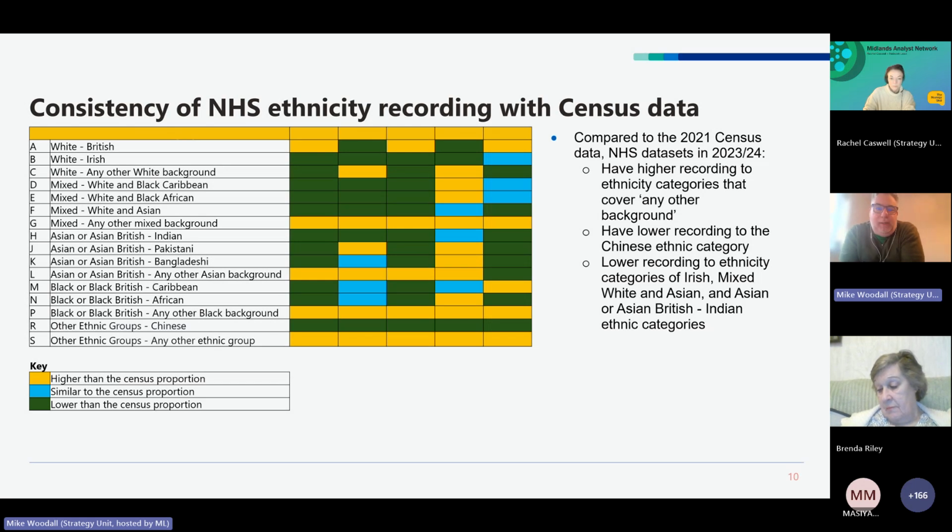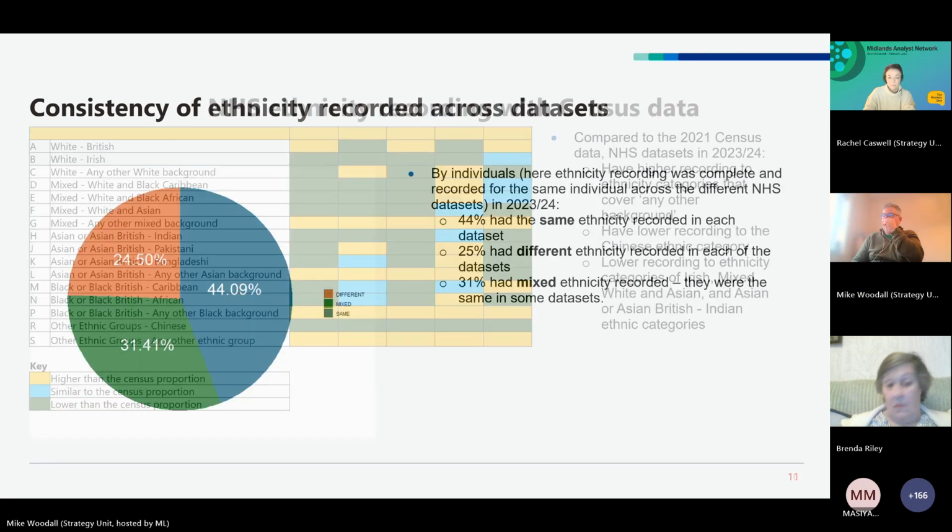But I think the most interesting element is the use of "any other" in the coding, and whether that really is accurate, or whether people do want to look at that in terms of whether people are being over recorded in that group.